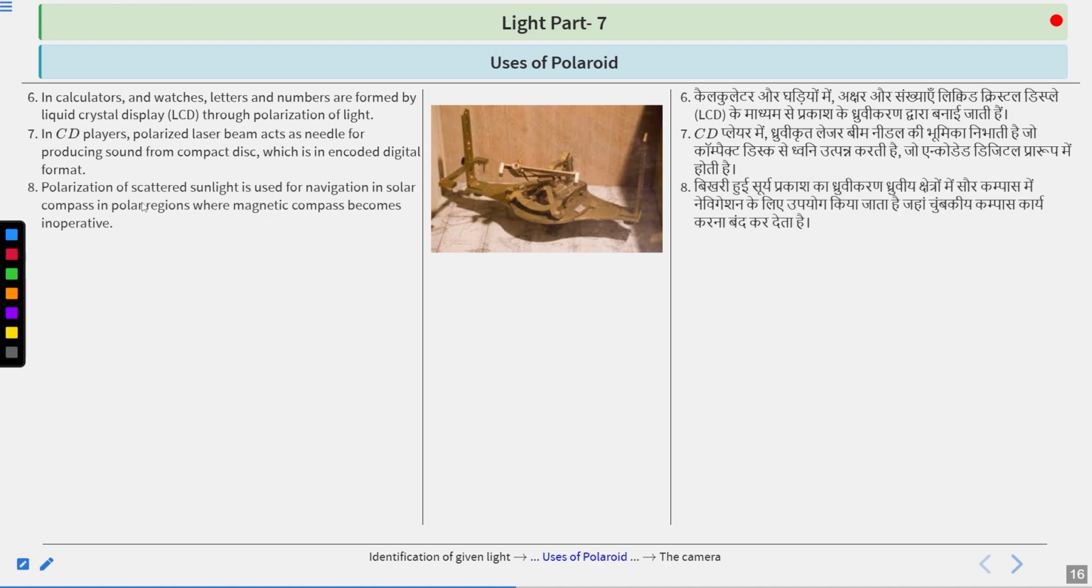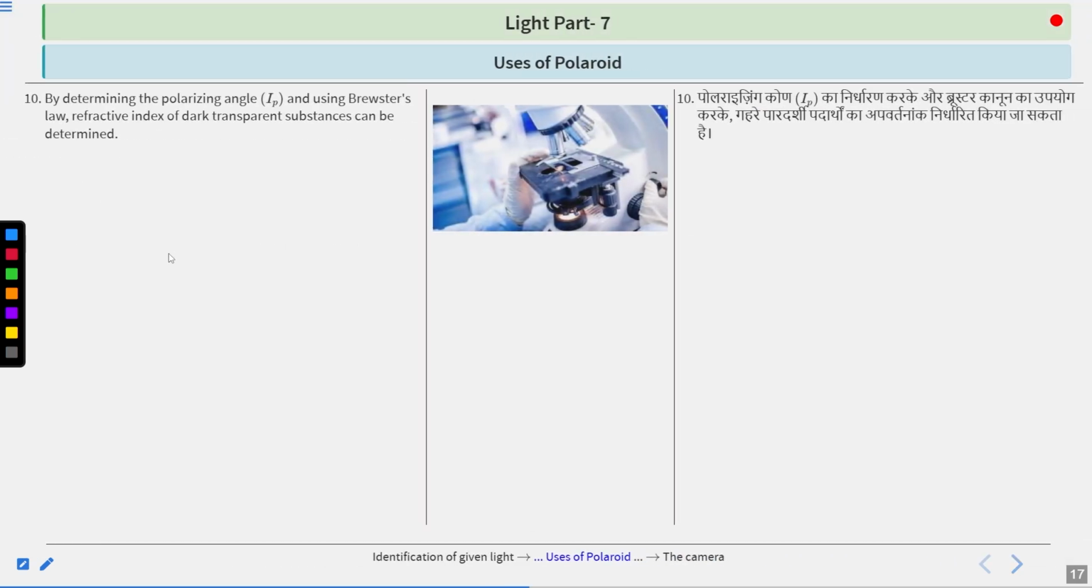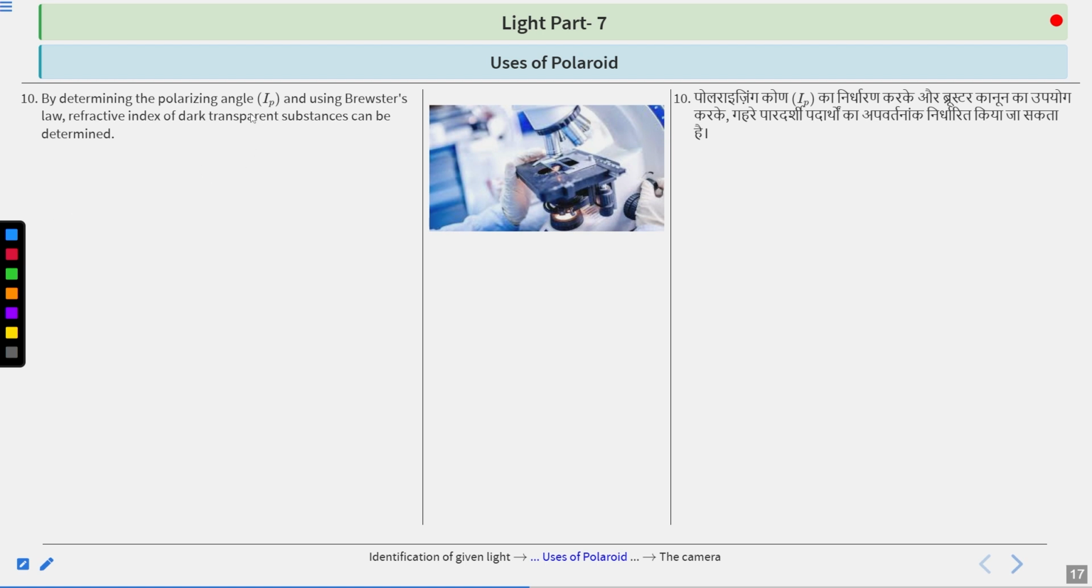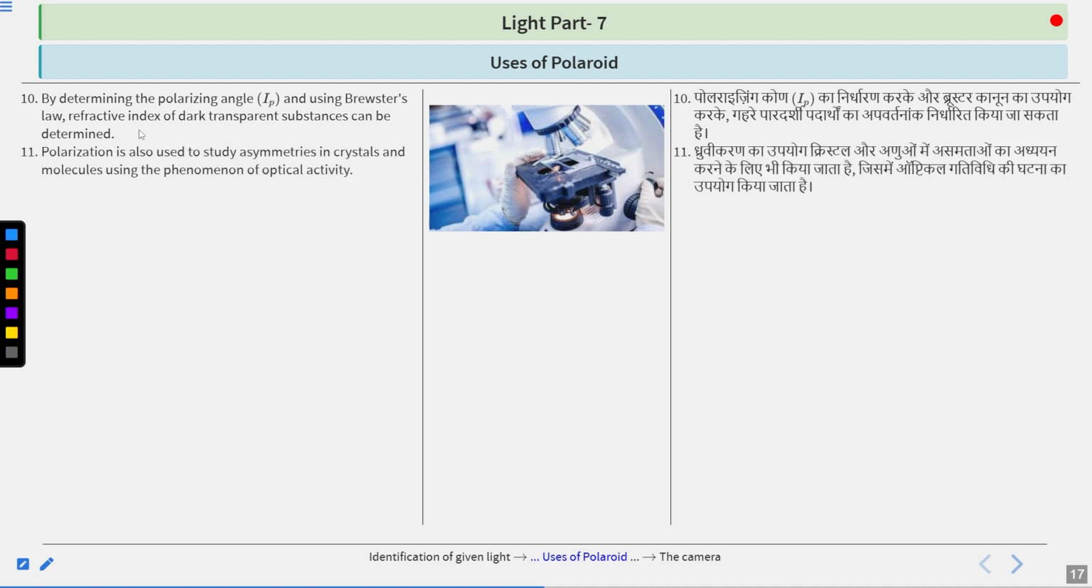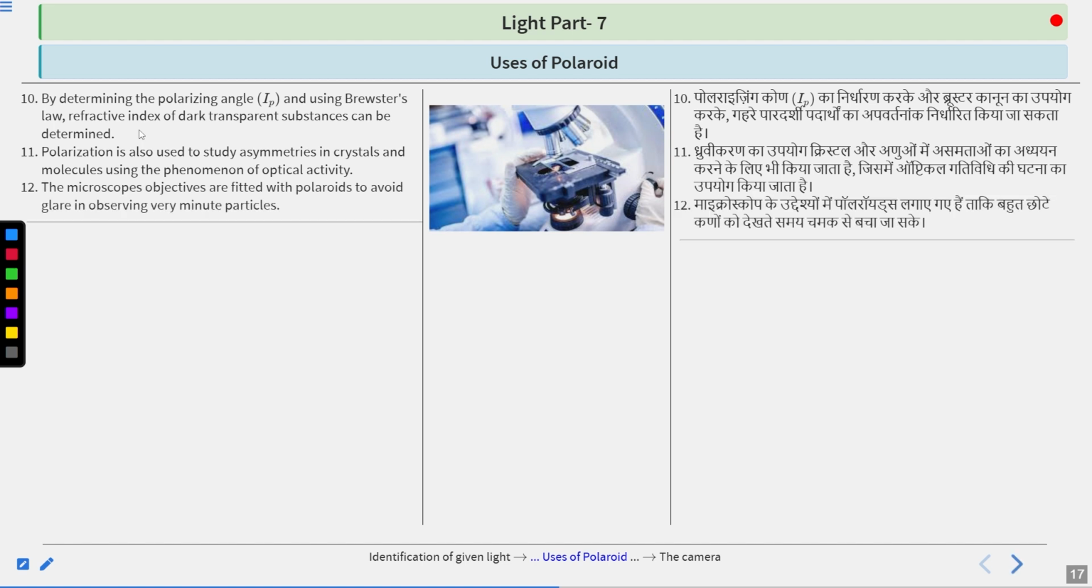Now, the polarization of scattered sunlight is used for navigation in solar compass in polar regions where magnetic compass becomes inoperative, the reason I have already told you. Polaroids are also used in optical stress analysis. By determining the polarizing angle, ip, and using Brewster's law, the refractive index of dark transparent substances could be determined. Polarization is also used to study asymmetry in crystals and molecules using the phenomenon of optical activity. The microscope's objectives are also fitted with Polaroids to avoid the glare in observing very minute particles.